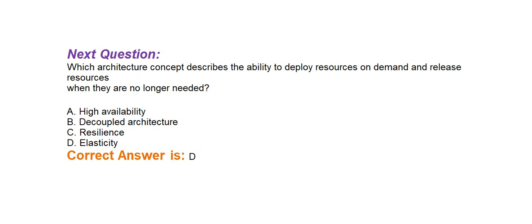Next question is, which architecture concept describes the ability to deploy resources on demand and release resources when they are no longer needed? Option A, high availability. Option B, decoupled architecture. Option C, resilience. Option D, elasticity. Correct answer is elasticity.